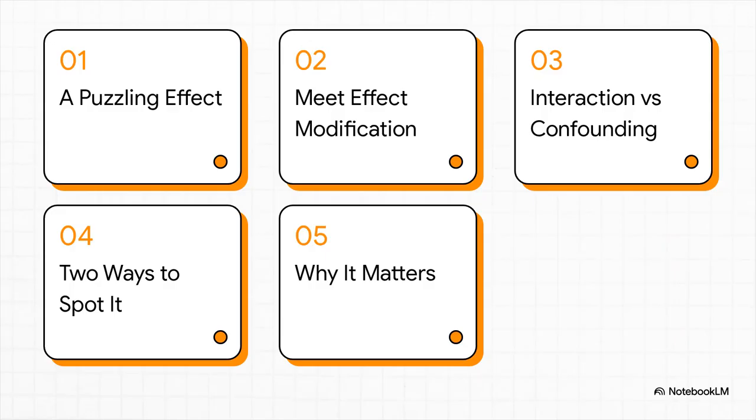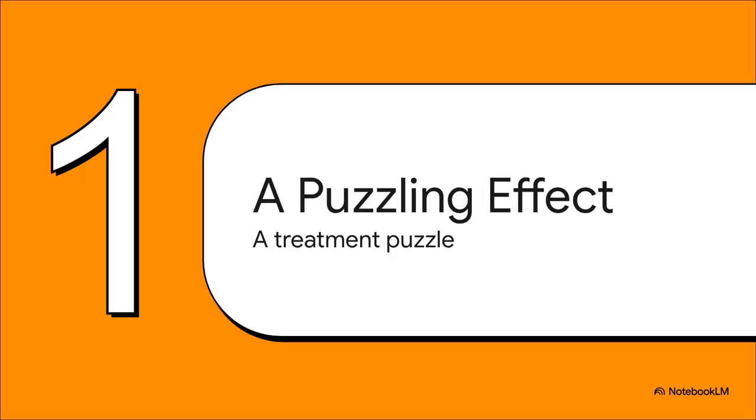All right, here's our game plan. We're going to start with that mystery, that puzzling effect. Then we'll officially meet our main concept, effect modification. After that, we'll figure out how to tell it apart from its tricky cousin, confounding. We'll see how scientists actually spot it in their data. And finally, we'll wrap up with why this whole thing really matters in the real world. So yeah, let's kick things off with that big puzzle.